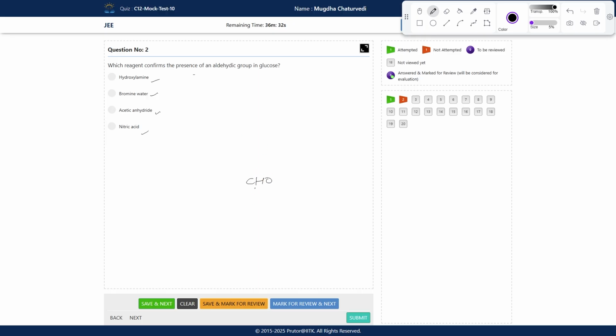Here we have glucose, with CHOH four times and here CH2OH. First, glucose reacts with hydroxylamine, that is NH2OH, and it forms an oxime, with CHOH4 and CH2OH. Its reaction with hydroxylamine to form an oxime confirms the presence of the carbonyl group and not the aldehyde group. That means this option is not right.